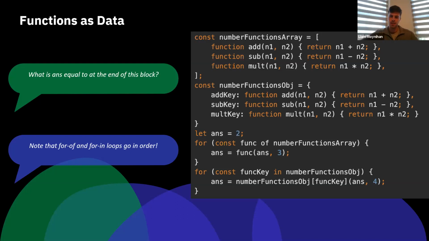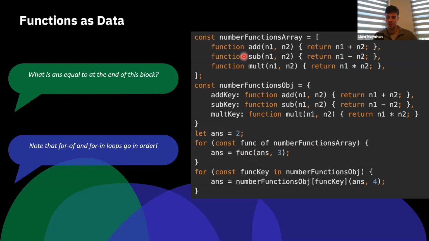Yeah, 24. Let's run through it. We're going to go through every function in the array. Just keep in mind that when we do this, it's going to be in order. We're going to execute each of these functions with the answer and the value 3.